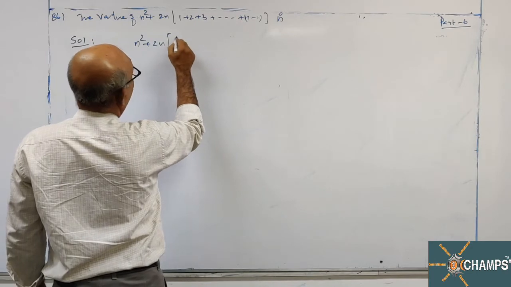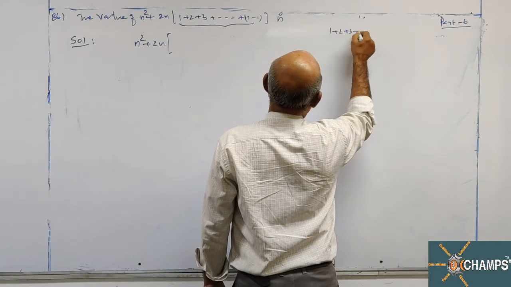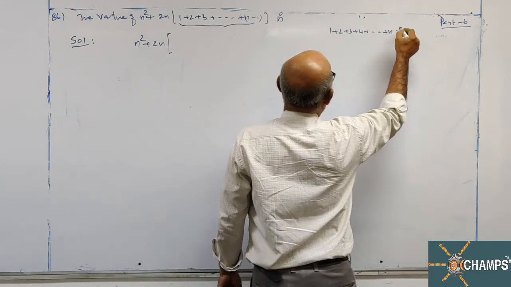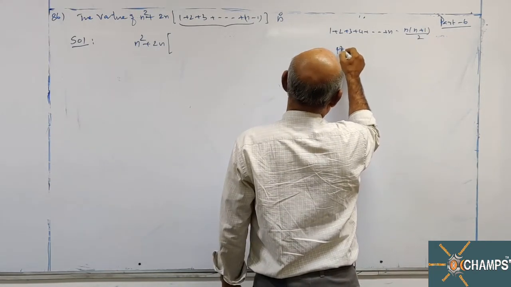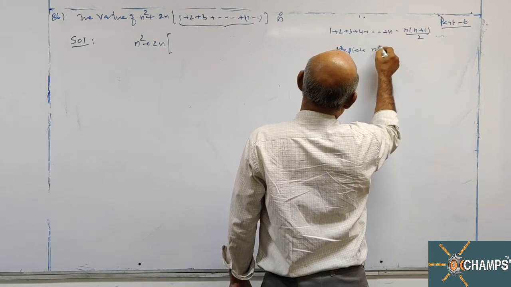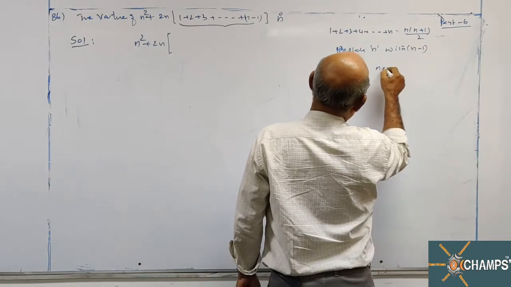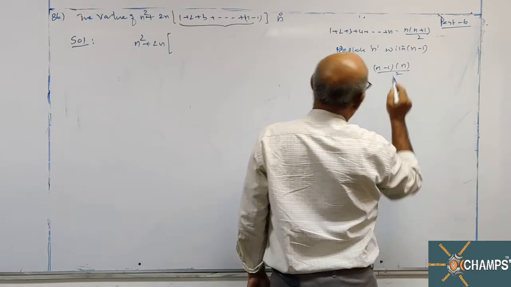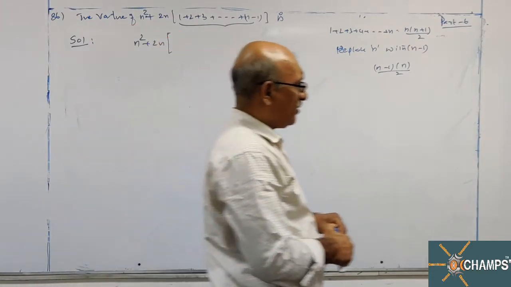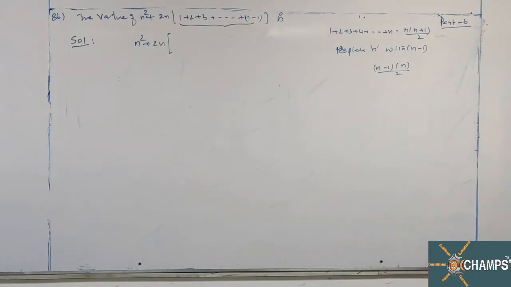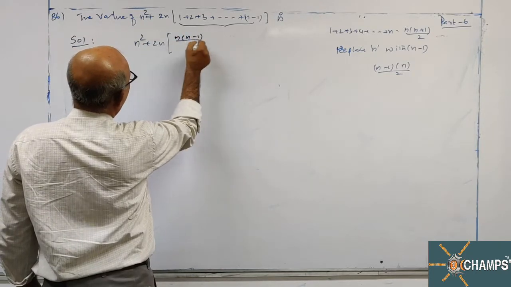So this is 1 plus 2 plus 3 plus 4 plus etc. plus n, which can be written as n into n plus 1 by 2. So replace n with n minus 1. Then I'll get n minus 1 into n divided by 2. The sum of the first n minus 1 natural numbers is n into n minus 1 by 2. So the terms inside the brackets can be written as n into n minus 1 by 2.